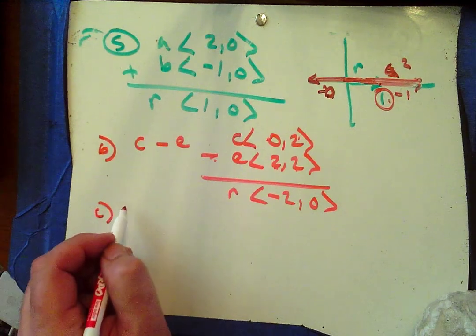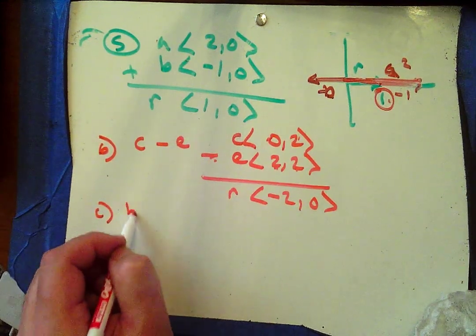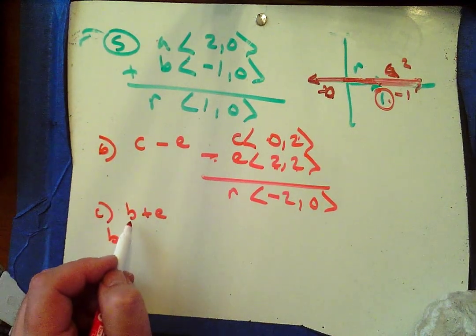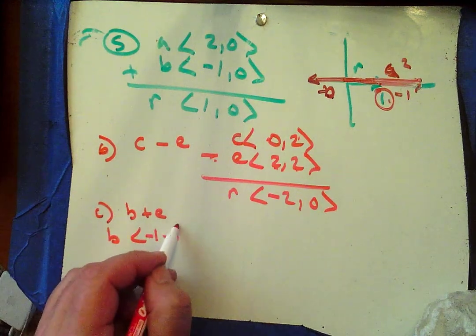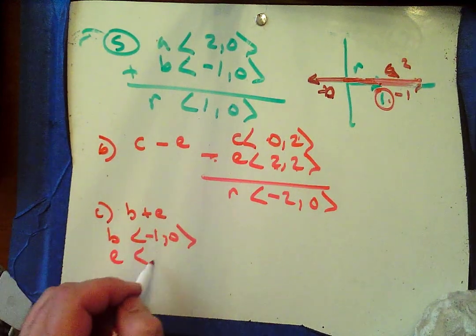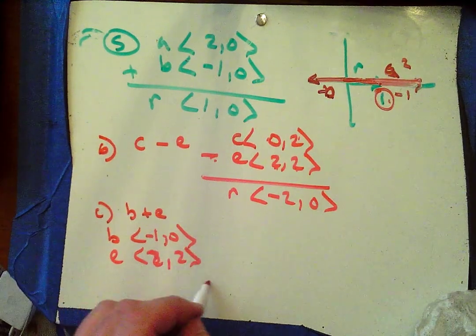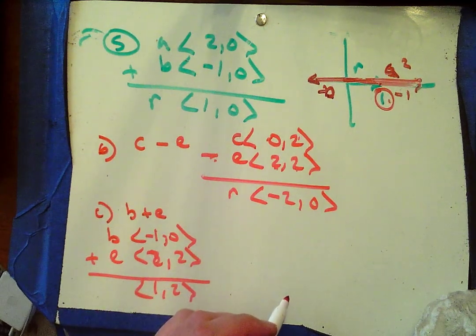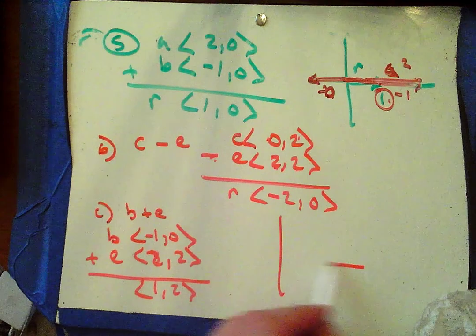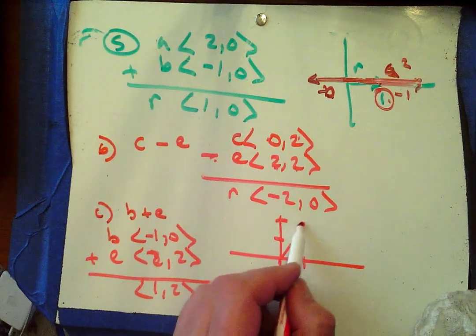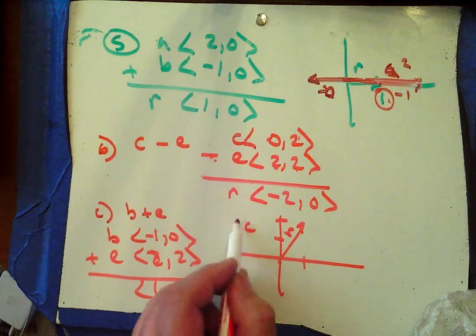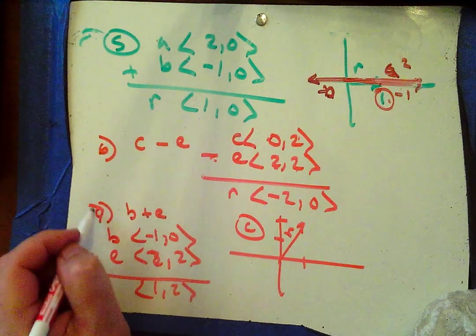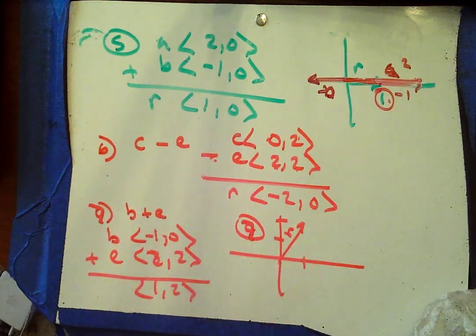Part C says, what would you get if you did B plus E? Okay, so vector B is that negative 1, 0 vector, and vector E we said was 2, 2, and so if I add these together, I get 1, 2. And sketch the resultant vector. Goes over 1 and up 2. There's the R for part C. And do we have one more? I'm sorry, this isn't C, that's 7. This is the sketch for 7.